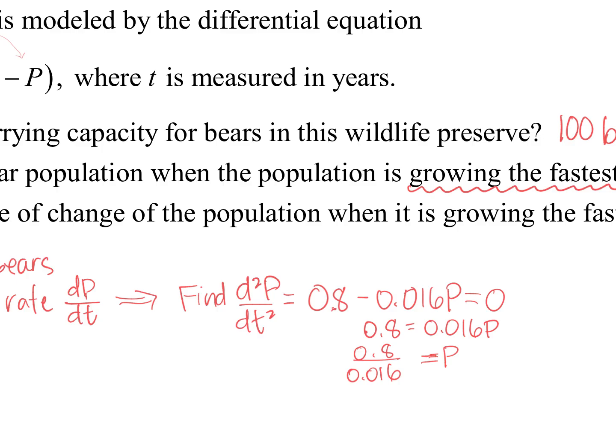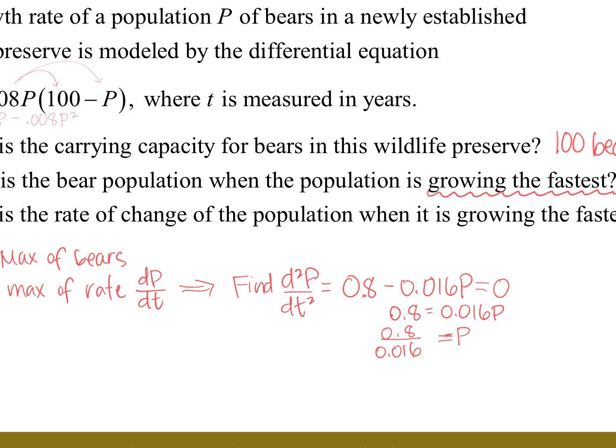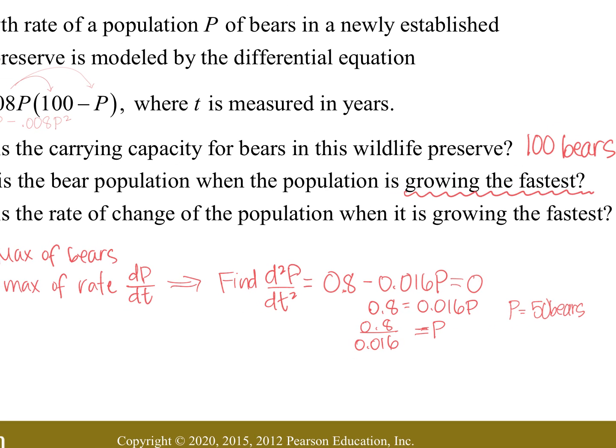So what is the bear population when the population is growing the fastest? So I start with the definition of what it means to grow the fastest, and now I'm able to find the population. Okay, so 0.8 divided by 0.016, what does that population turn out to be? 5. Okay, so P equals 5 bears. Is it 5? 50. I think you're missing a 0. I'm missing a decimal. All right, 50 bears. So the population is growing the fastest when we're at 50 bears.